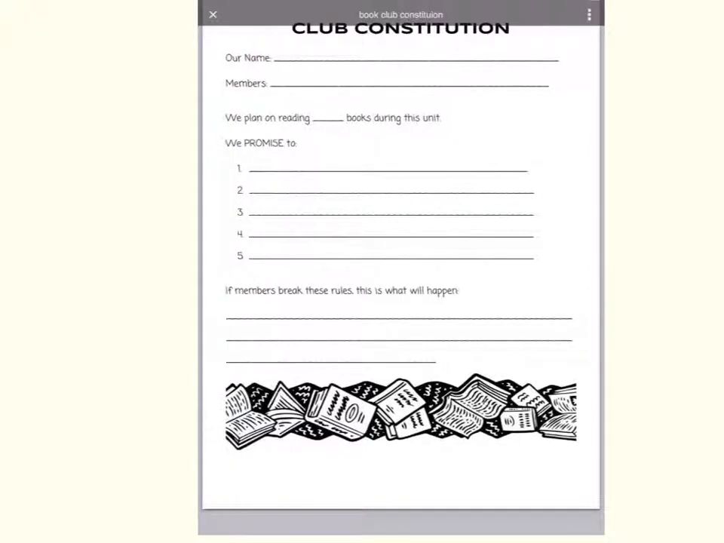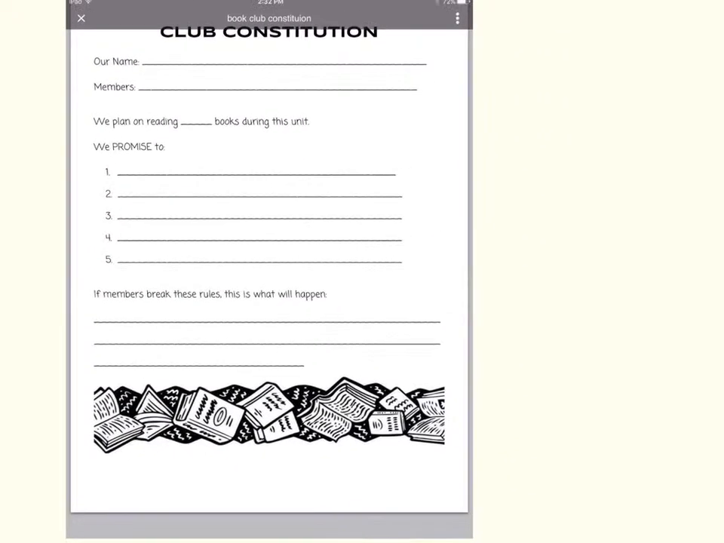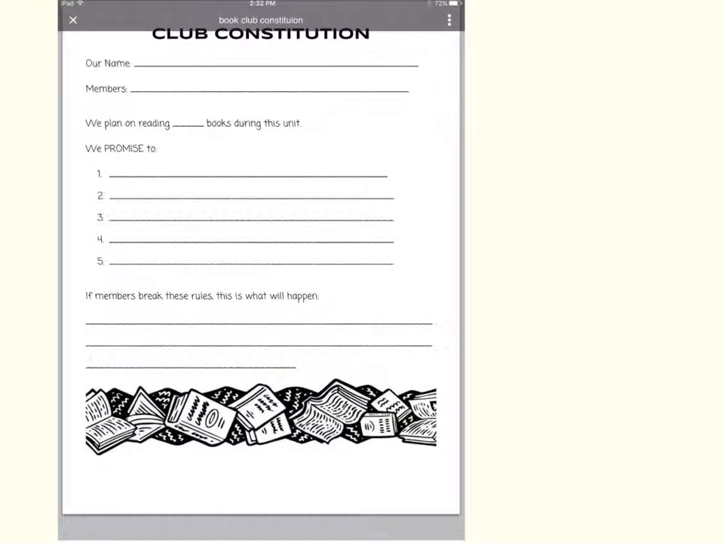Readers, this is a copy of your club constitution. You will get this exact same document to fill out with your book club. The first thing that you will do is create a name for your book club. This can be whatever you and your book club members decide on. The second thing you're going to do is fill in all the members of your book club. So you're going to write all of your names on this line.